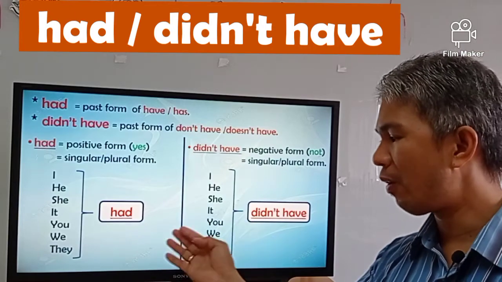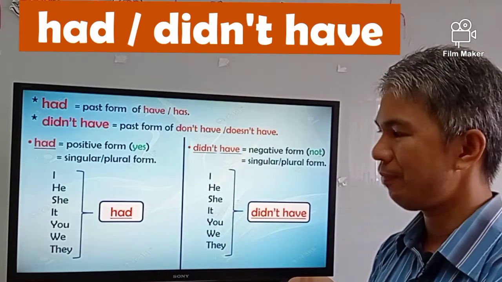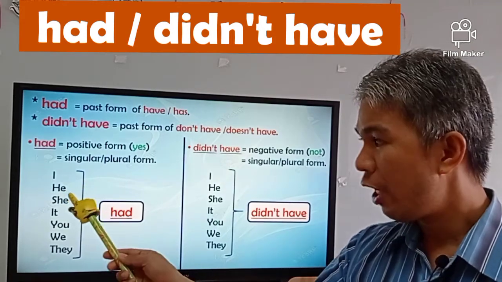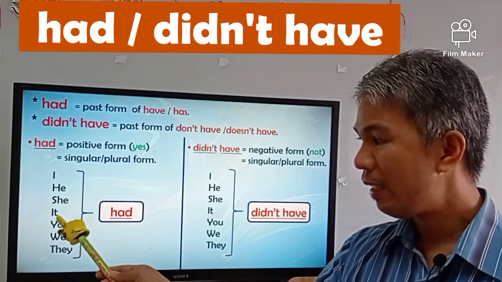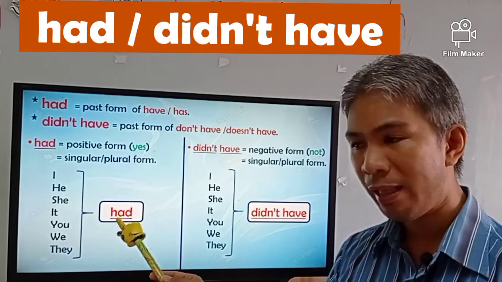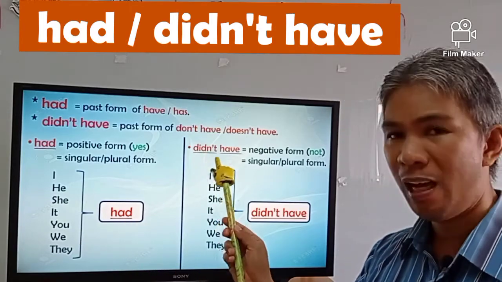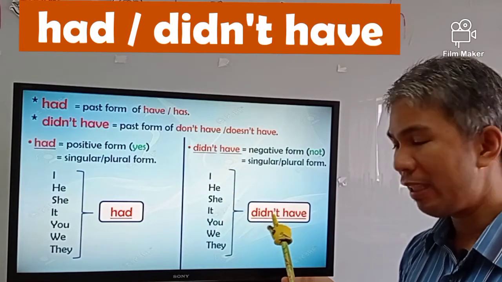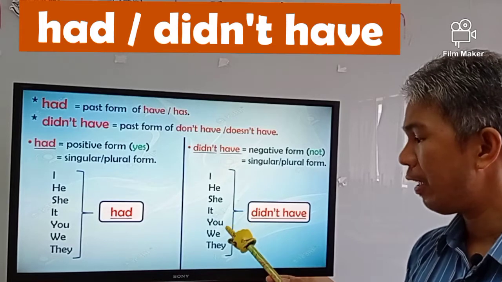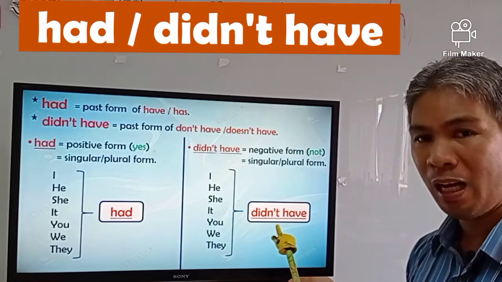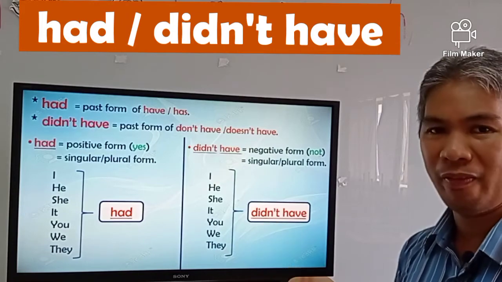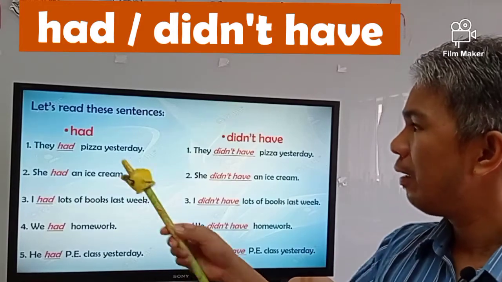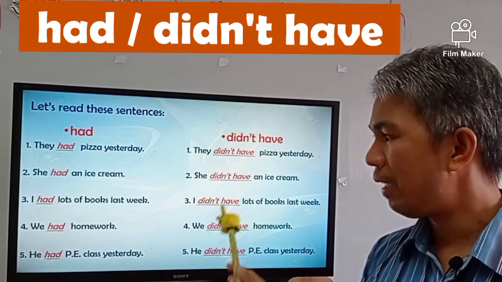Please take a look at these structures. Are you ready? Good. I had, he had, she had, it had, you had, we had, they had. Didn't have. I didn't have, he didn't have, she didn't have, it didn't have, you didn't have, we didn't have, and they didn't have. Did you get it? Good job.